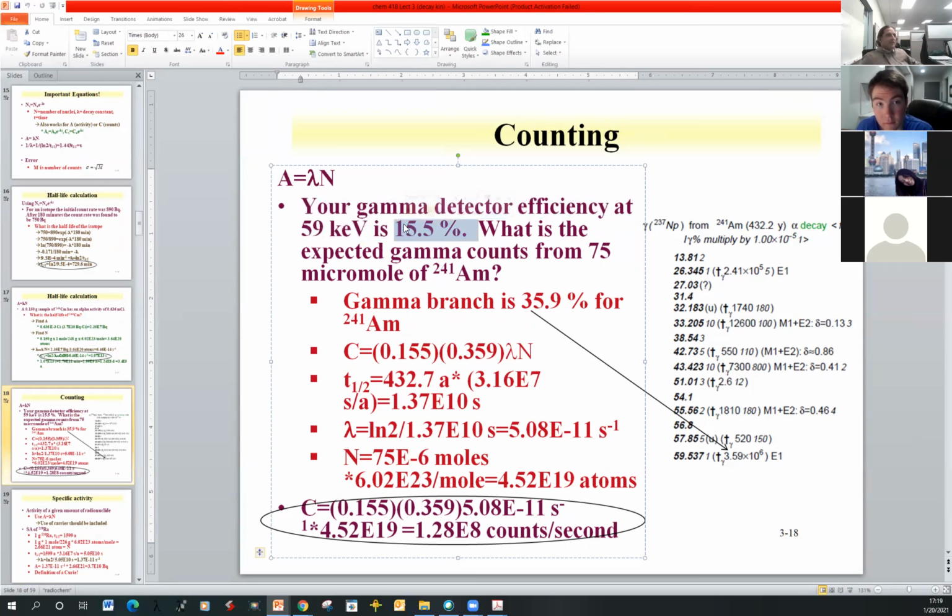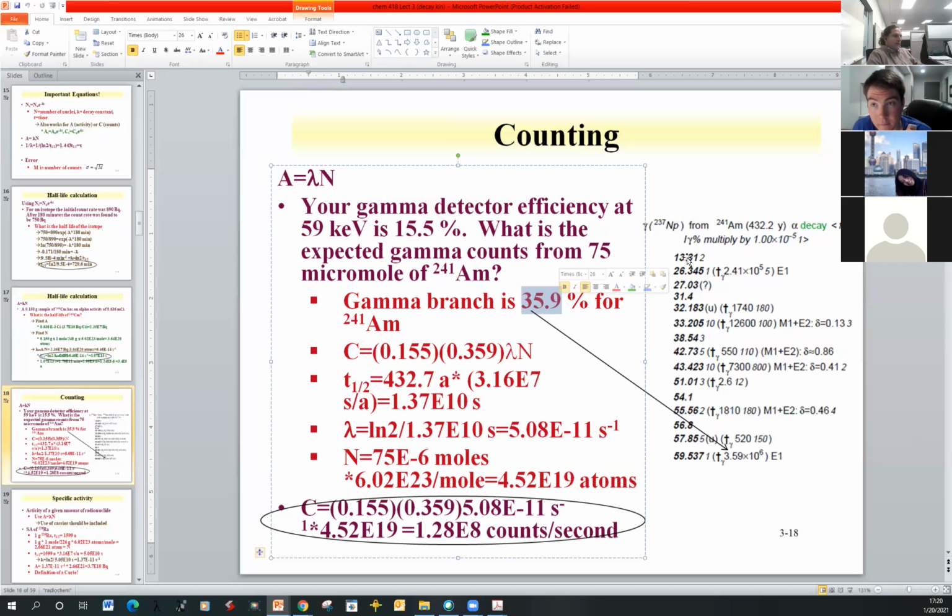This detector efficiency is inherent to your detector system, and it also depends upon the sample that I use. If I have a sample the size of a pin point, I have much better geometry than if I have something the size of a quarter, because it's spread out, and the solid angle that the particles go out at can mean less efficiency in interacting with the detector. And then the gamma branch, this is an example of a gamma branch from the table of the isotopes.